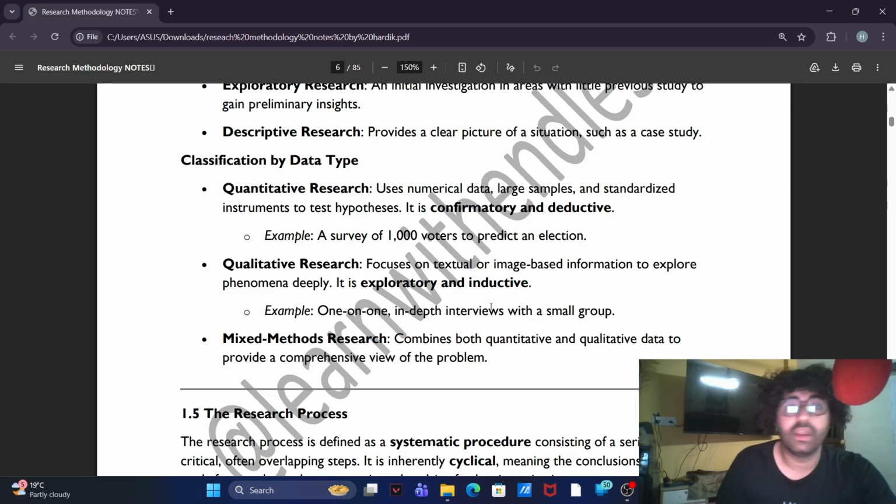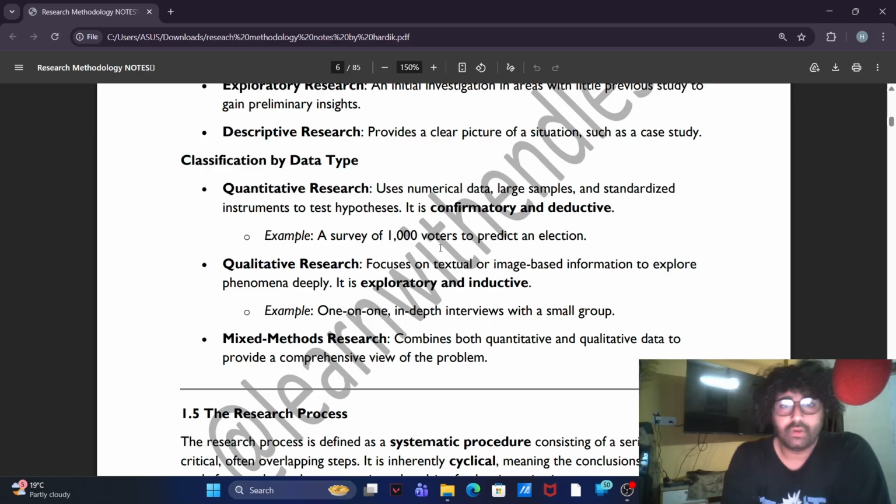Next topic, classification by data type. It is divided into three parts: quantitative research, qualitative research, and mixed research methods. Let's go through them one by one. Quantitative research uses numerical data, large samples, and standardized instruments to test hypotheses. It is confirmatory and deductive.